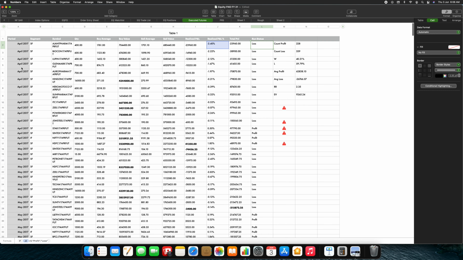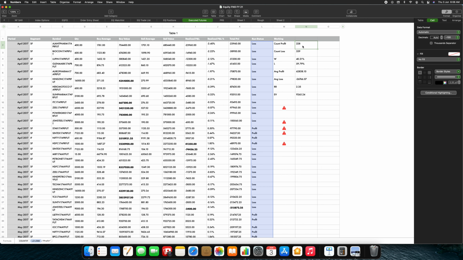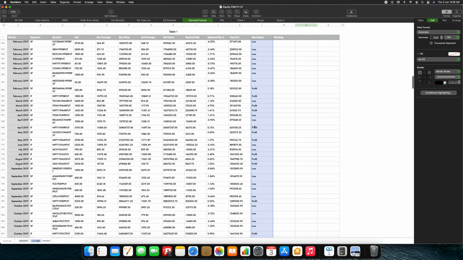If it is equal to 0, we consider it a loss. Now, once you have your total number of trades, on this side we want to have what is known as the working. In this working, the first step is to count our profits, that is, how often we have actually hit profits in this particular instrument. I have deployed a COUNTIF function here. I want to count if the rows between L2 to L568, which is my run status, are profit. This number, 228, is the number of times I have been profitable in this entire selection.